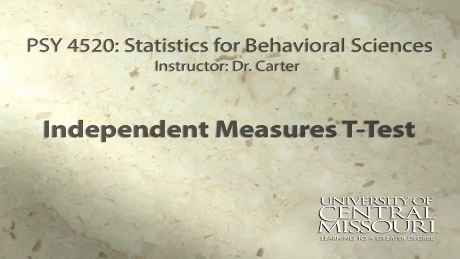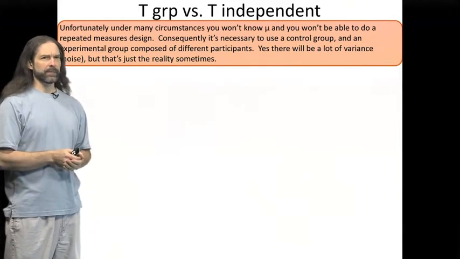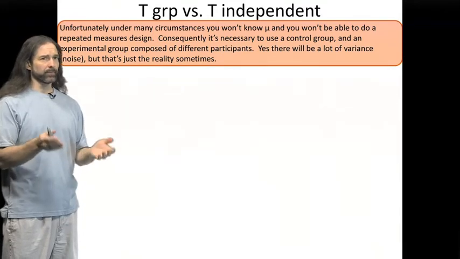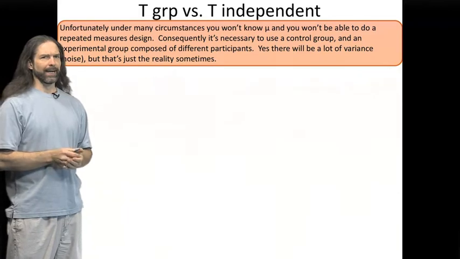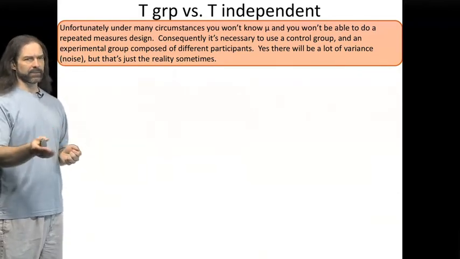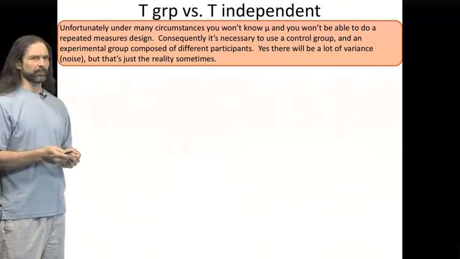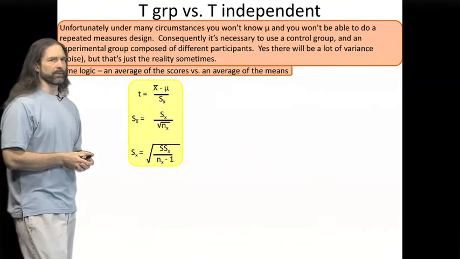Today we'll be doing the independent measures t-test. We will find that this is very similar to the one group t-test, but because we don't have one group, we're going to have two groups that are completely independent of each other. That adds a little bit of complexity, but it's not bad. In this case, we have, for example, a control group and an experimental group instead of one group compared to some population mean. So if we review what we've done before, it's exactly the same logic.